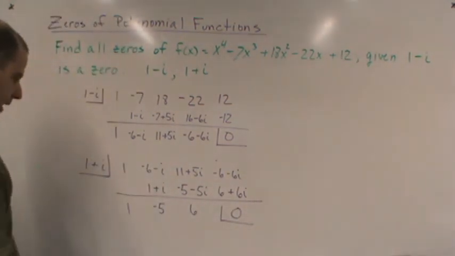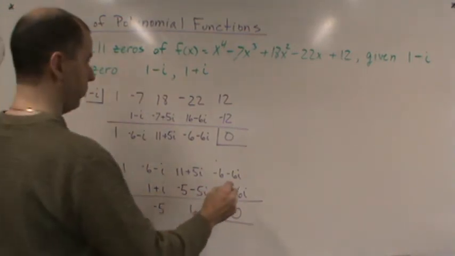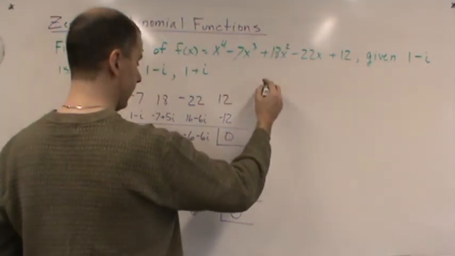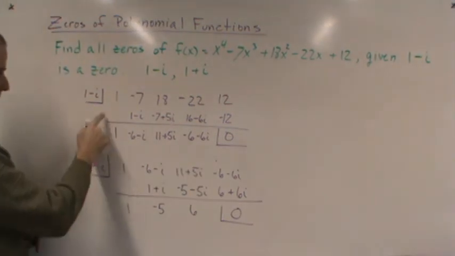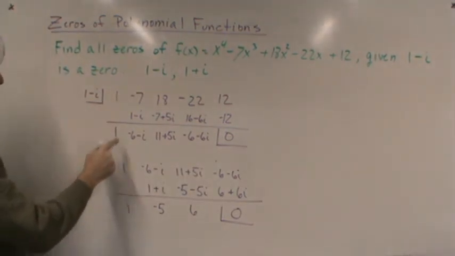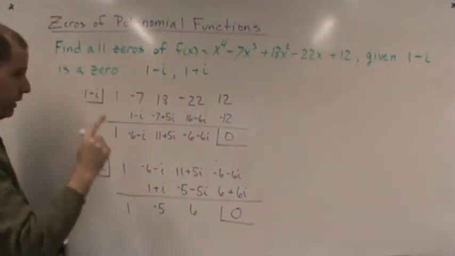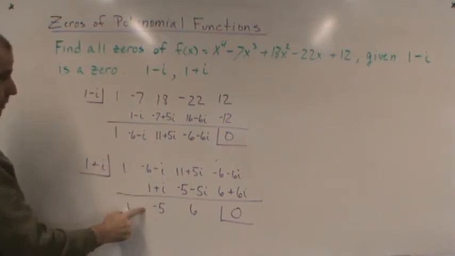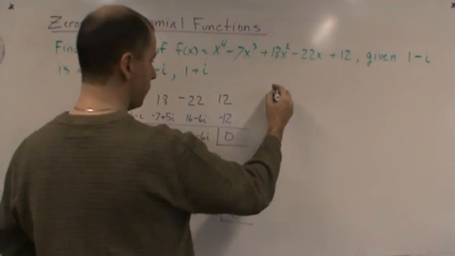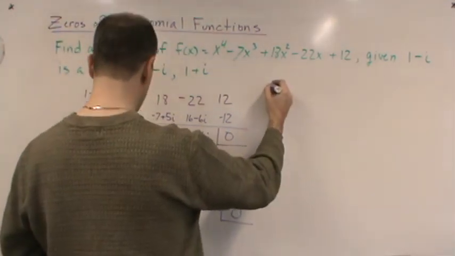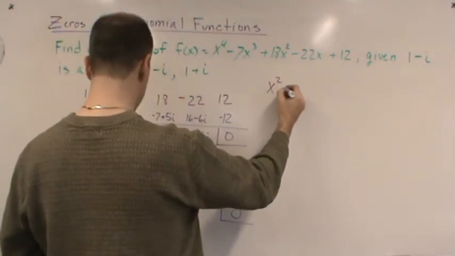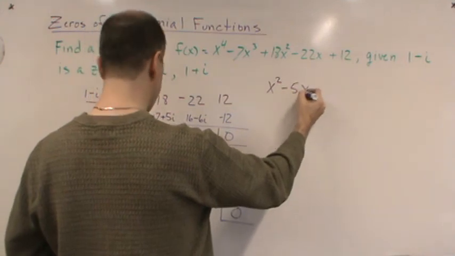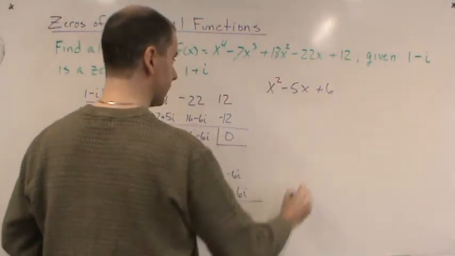And now look at that. This is my quotient. So now I know what I ended up with. Now I went twice. That means the degree goes down by 2 degrees. It went down a degree here to 3rd degree, and then another degree here. So this is 2nd degree. So the leftover quotient I end up with is x squared minus 5x plus 6.